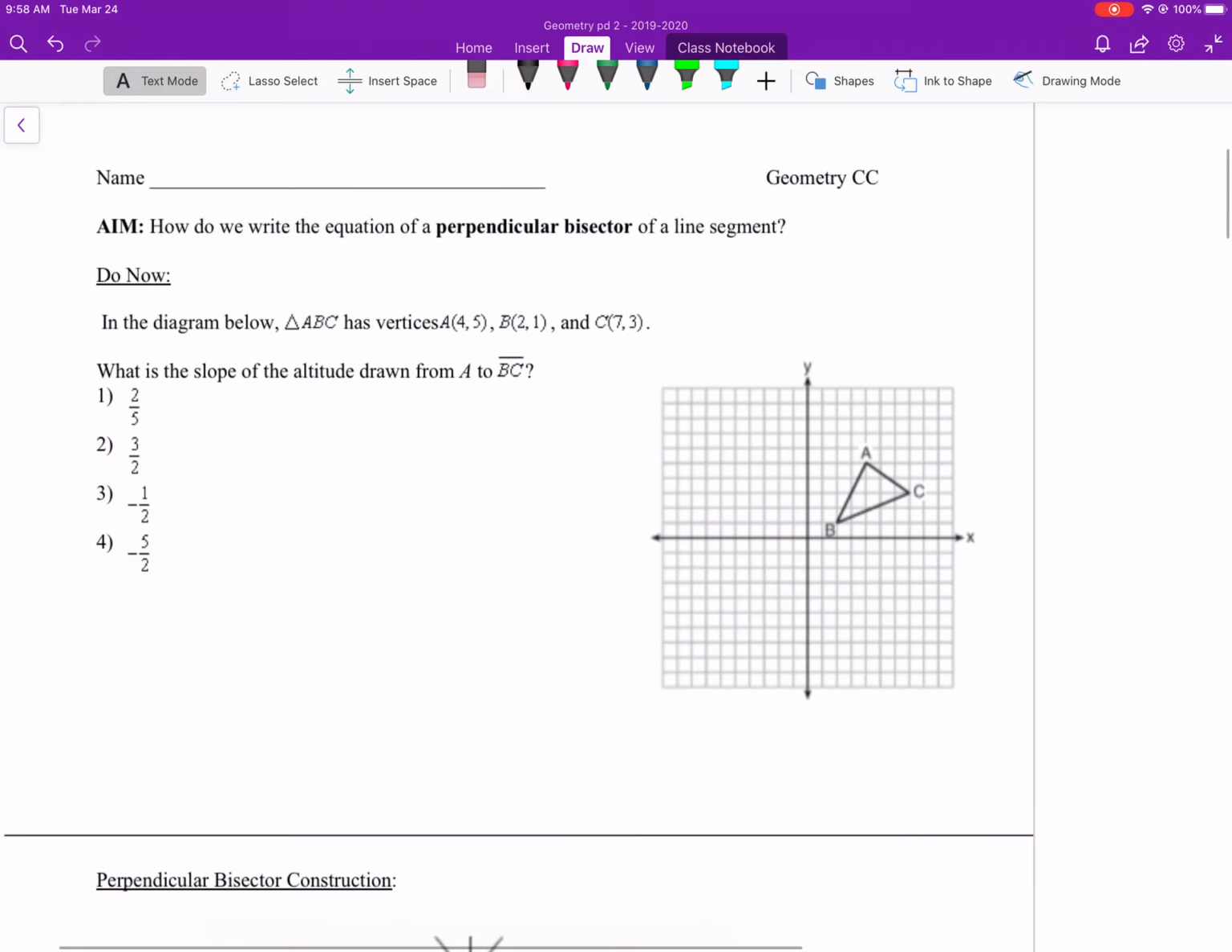First, the do now. In the diagram below, triangle ABC has vertices A (4, 5), B (2, 1), and C (7, 3). What is the slope of the altitude drawn from A to BC?